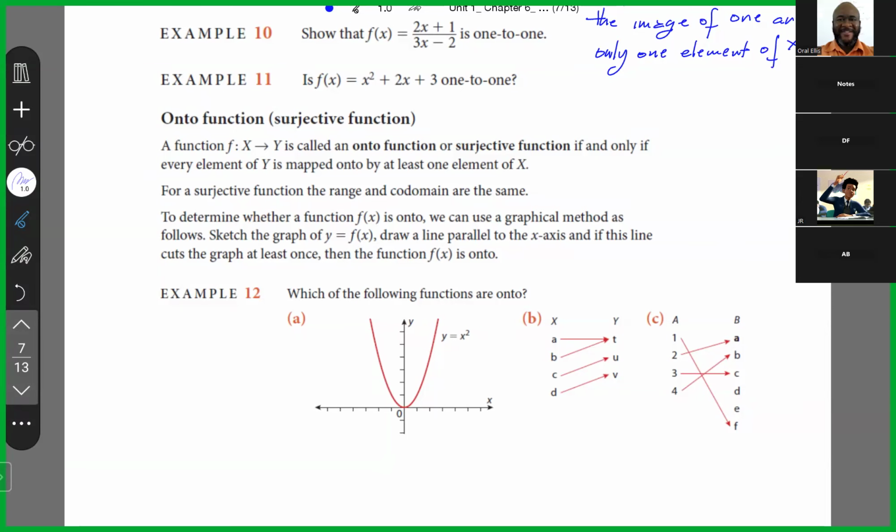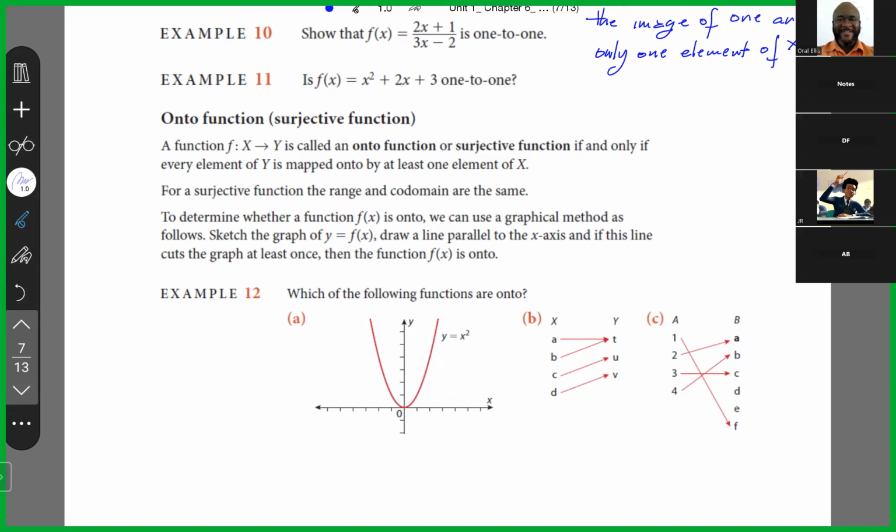So this is saying every element in Y. Remember, Y is your what? Codomain. So this is saying that a function is an onto function or surjective function if and only if every element of Y, every element in the codomain, is mapped onto by at least one element of the domain X.